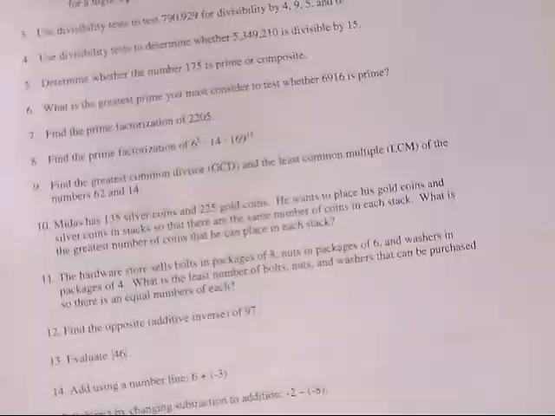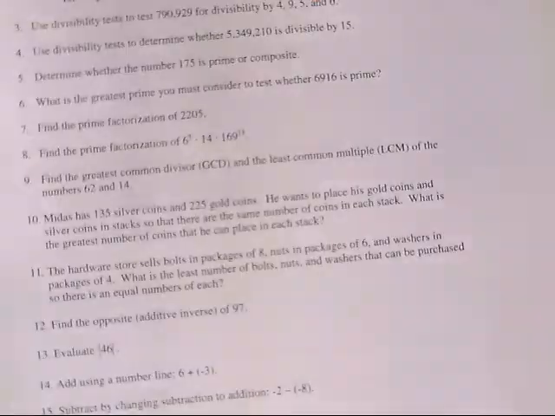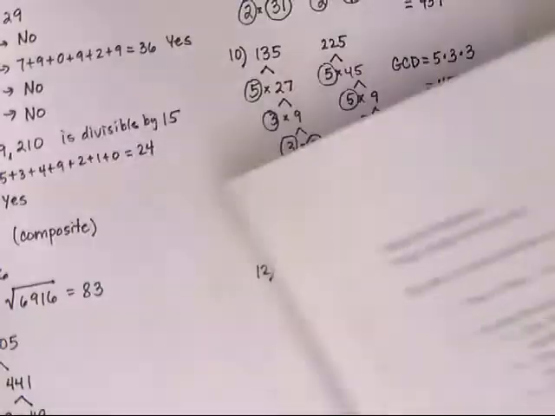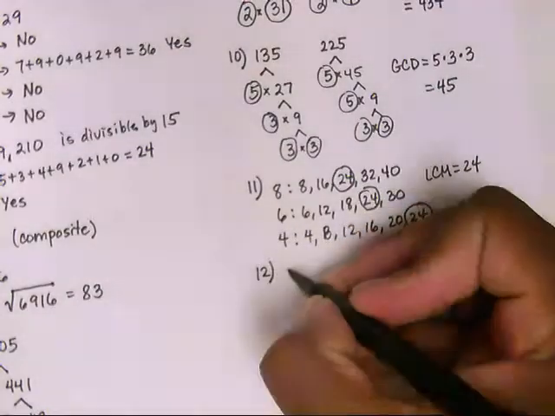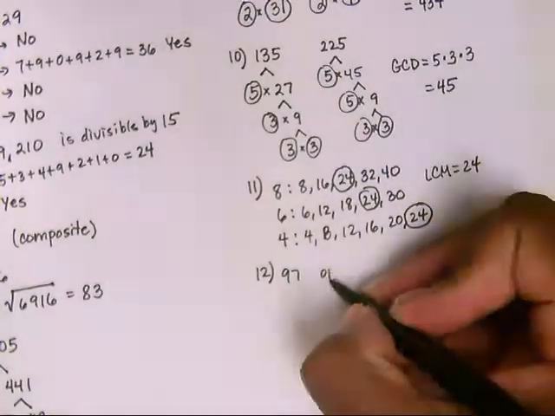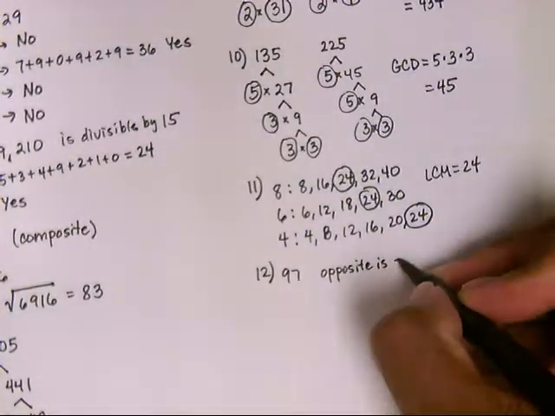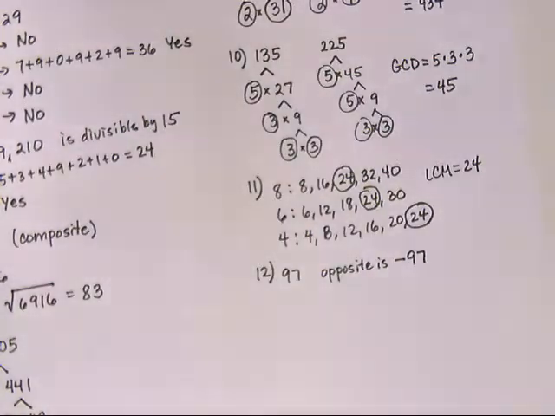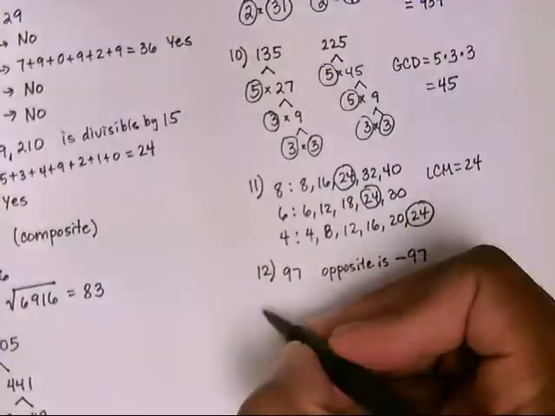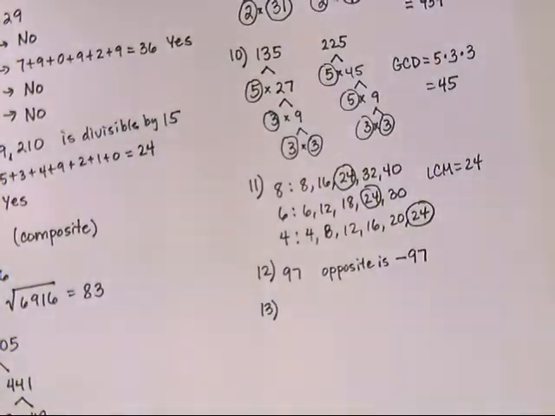Number 12 is finding the opposite or the additive inverse of 97. Well, it's a positive 97, so the opposite of a positive 97 is negative 97. Okay. Number 13.